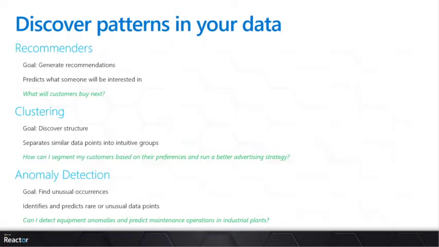So this is where you gather information about this particular person as well as every other person on that platform, and you use that to determine what kind of thing they might want to do, right? Clustering is basically separating similar data points into groups. So for example, how can I segment my customers based on their preferences and run a better advertising strategy? Now, this is similar to recommenders, and that's why it's in this similar category, because it's about understanding what someone might want to do next or being able to target information towards them. Recommenders are different because it's like, what will this person want? Clustering is, how do I know what types of people are on my platform, right?